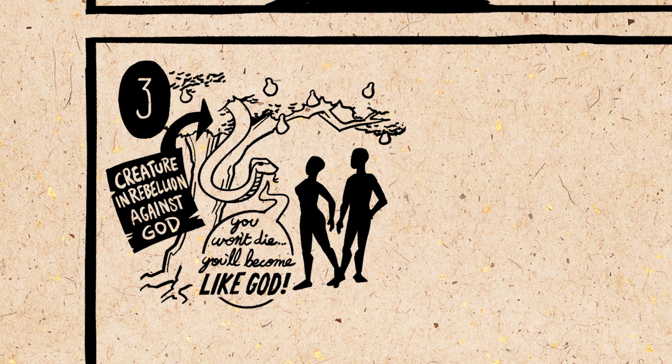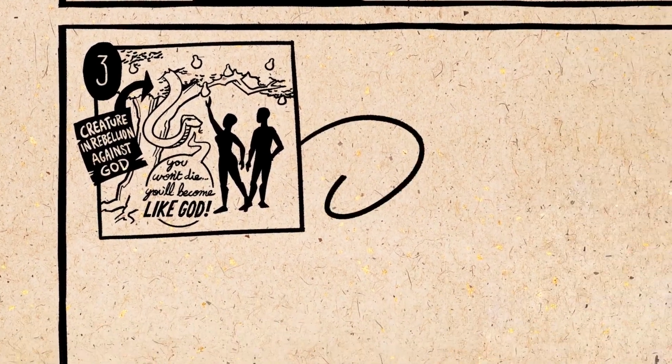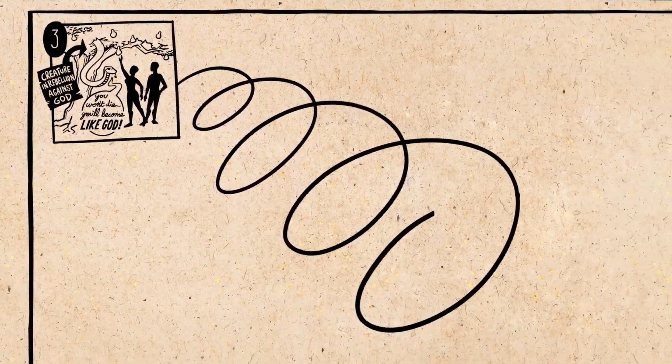Now, the irony of this is tragic because we know the humans are already like God. They were made to reflect God's image. But instead of trusting God, the humans seize autonomy, they take the knowledge of good and evil for themselves, and in an instant, the whole story spirals out of control.